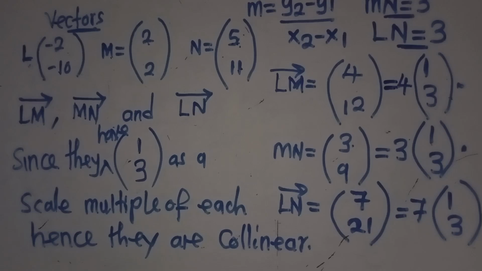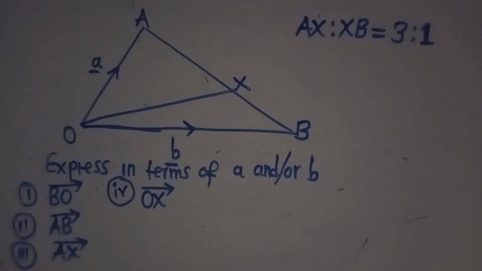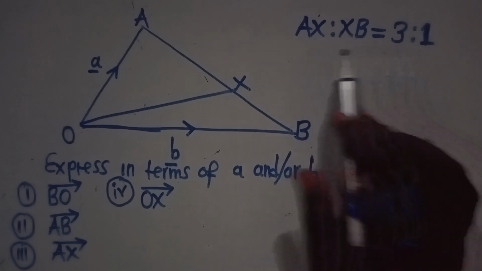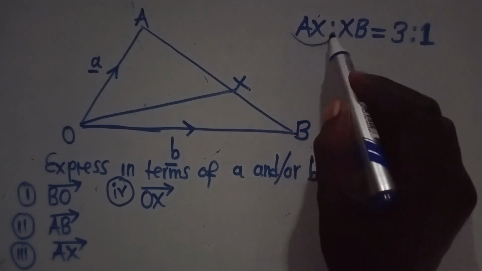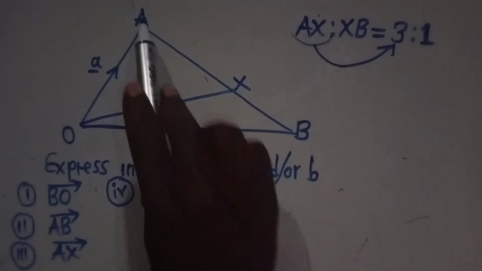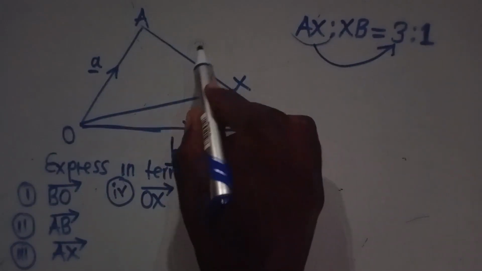Okay, let us look at example 2. This is an exam question that I want us to answer together. Let's see how we can answer this particular question, and what are some of the things that we need to put into consideration. First, understand what you are given. They are telling you that AX is 3. You put a 3 there.